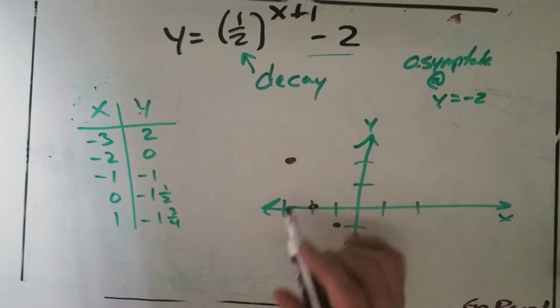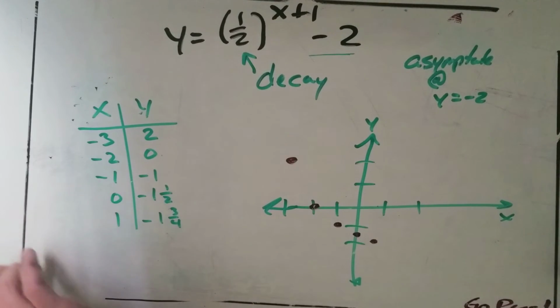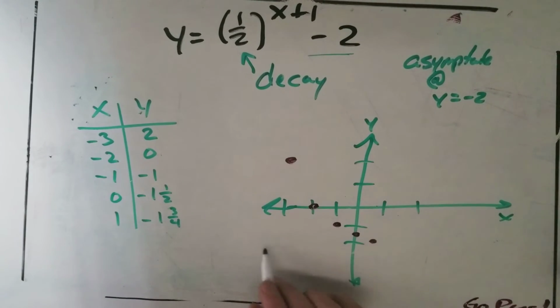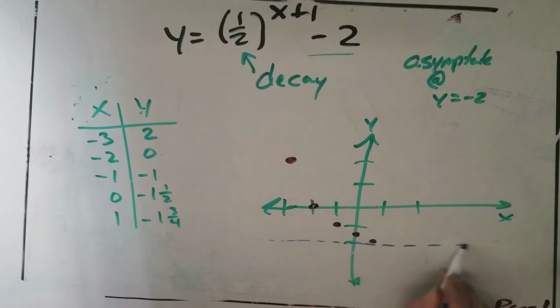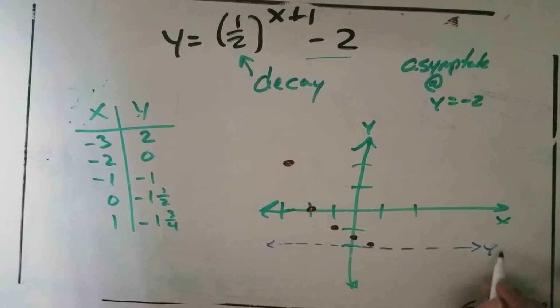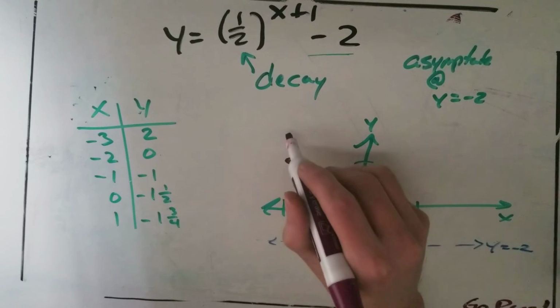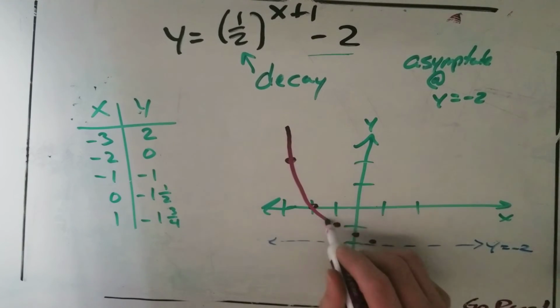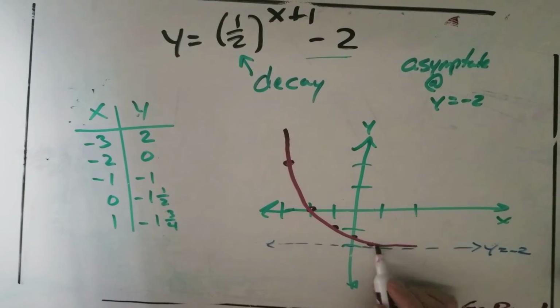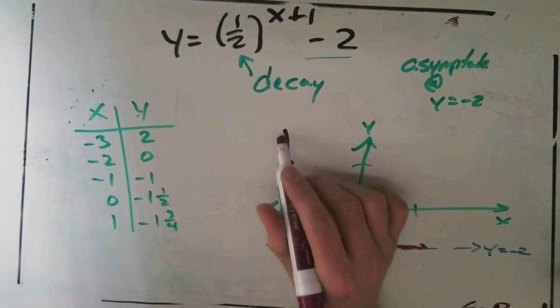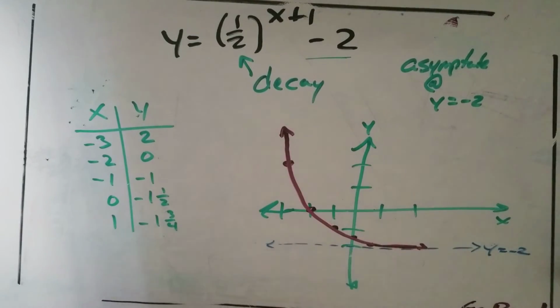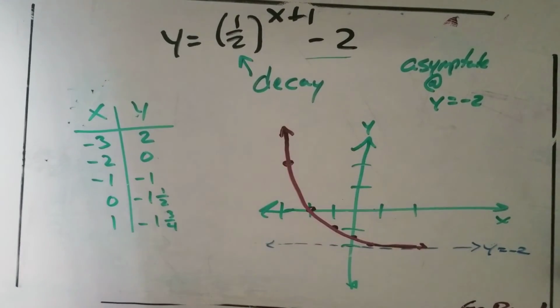Notice the shape of a decay function. Like I said right in the beginning, we should have an asymptote at y equals -2. So let's go ahead and show the decay exponential. It should approach but never touch. This would be our graph for y equals 1/2 to the x plus 1, minus 2.